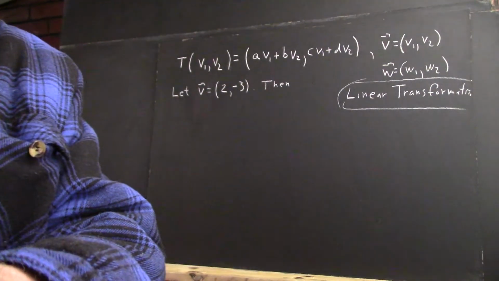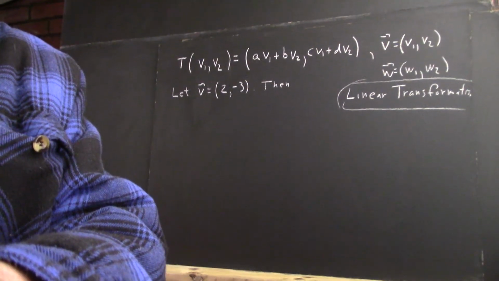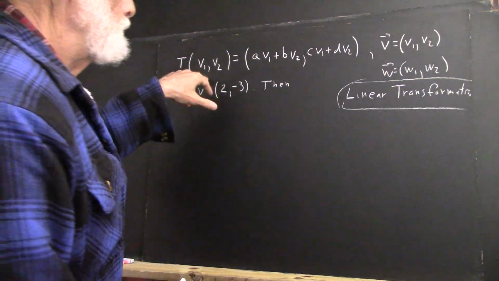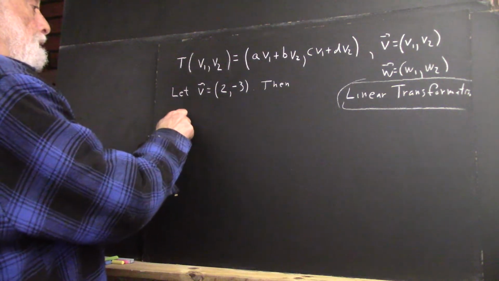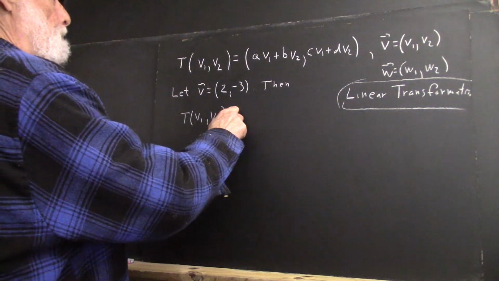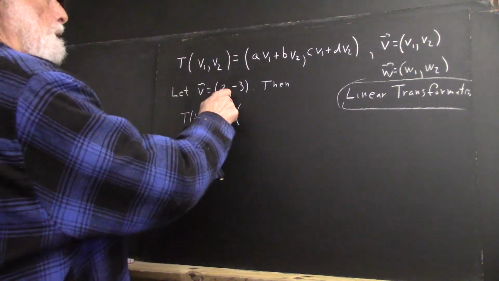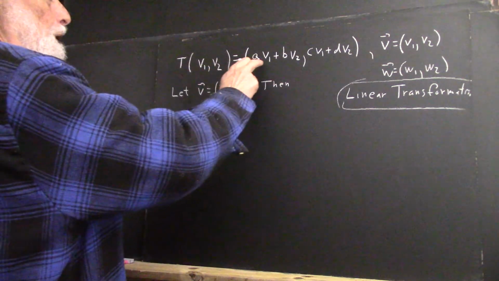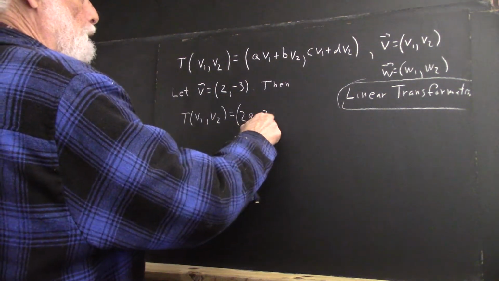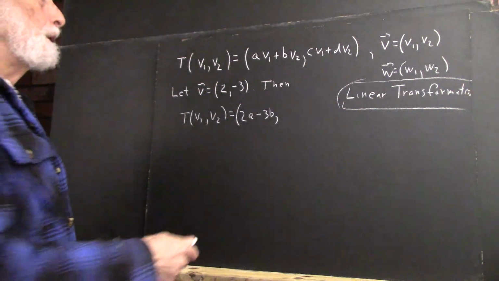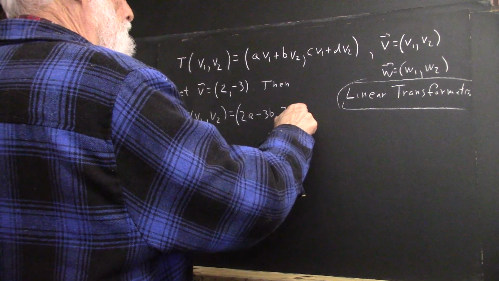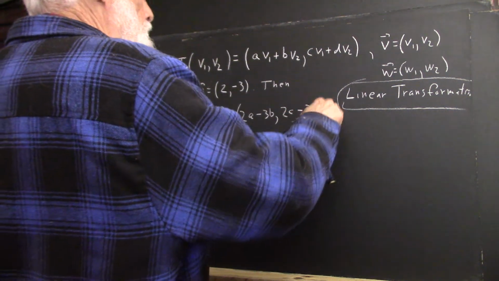So we apply the transformation. T of (v1, v2) equals, well, v1 is 2, so we have 2a. v2 is -3, so we have -3b. And similarly, we're going to have 2c minus 3d.